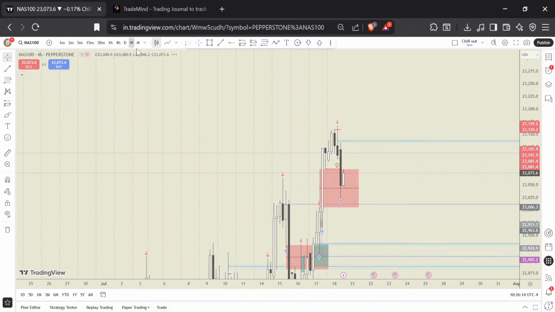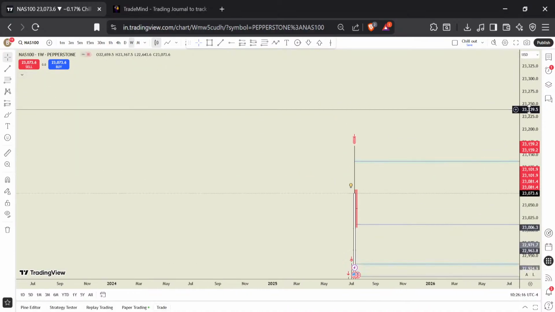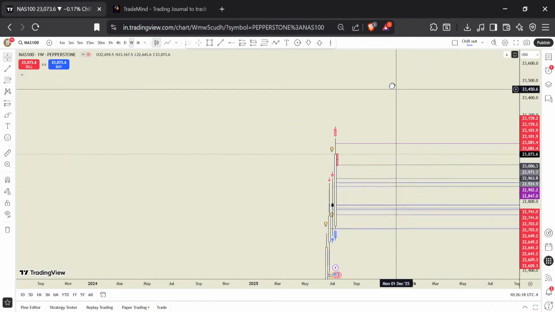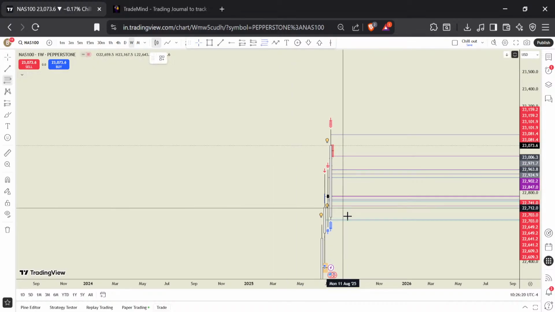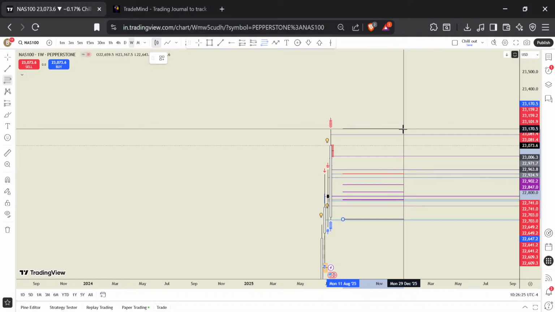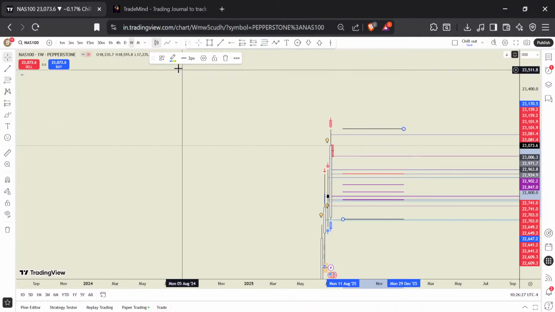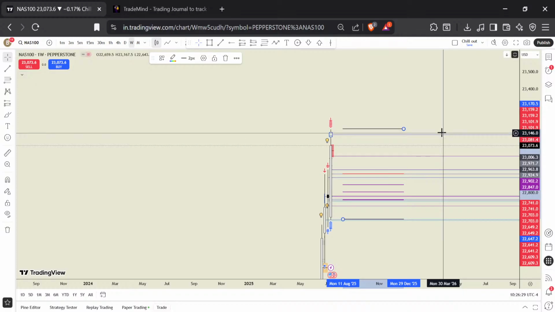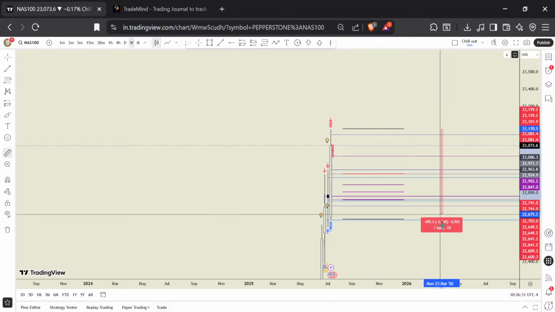And in weekly, you can see the price, the weekly candle, has expanded a lot. If I'm not wrong, the candle expanded about 2% or something, around 2.3%.